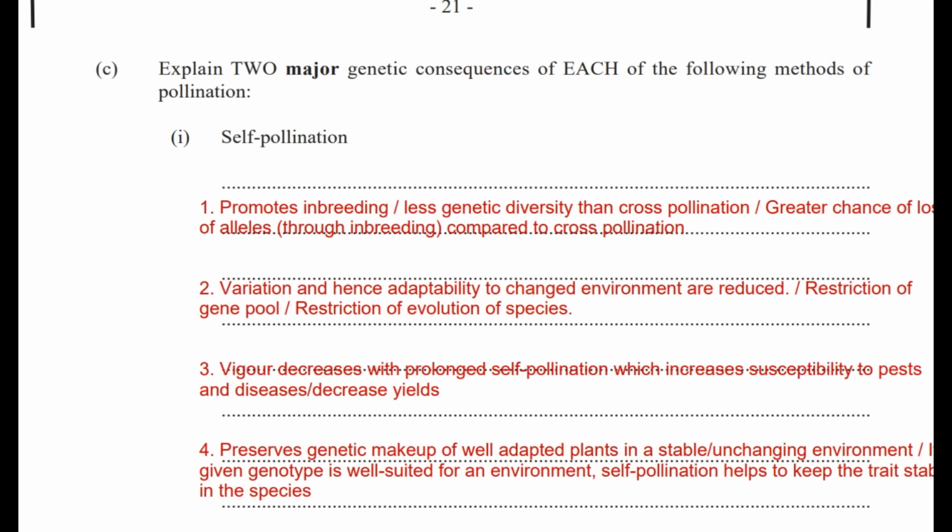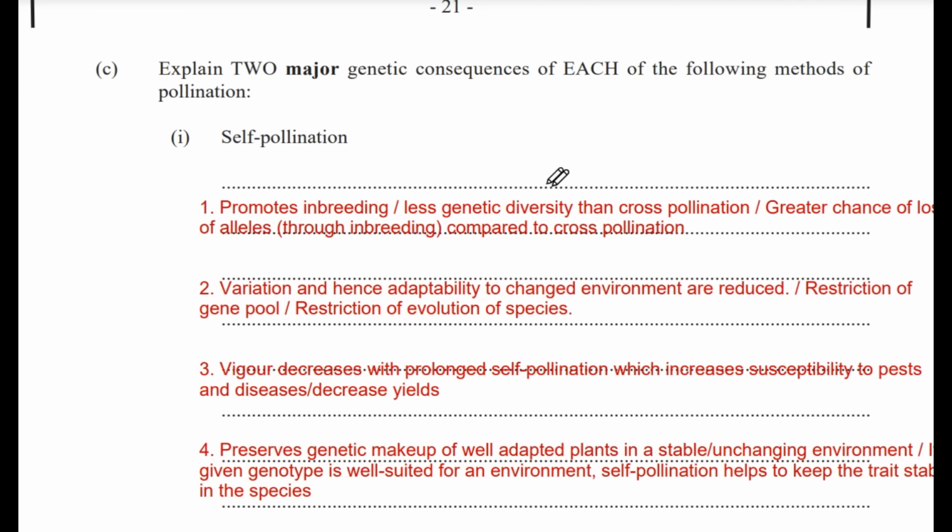So two major genetic consequences. This could be positive or negative. Self-pollination is not the same as asexual reproduction, but it has some of the tenets of it, which basically means that you have less vigor, and you have a narrow gene pool as a result. So self-pollination promotes inbreeding.